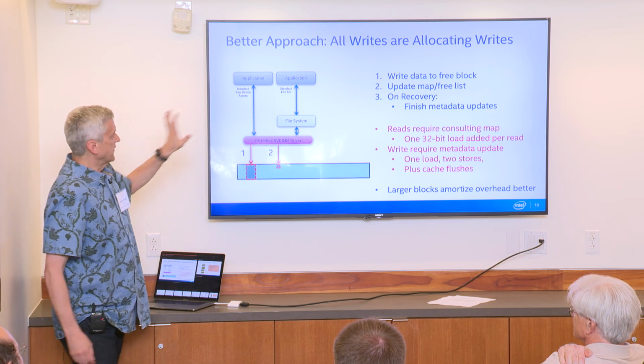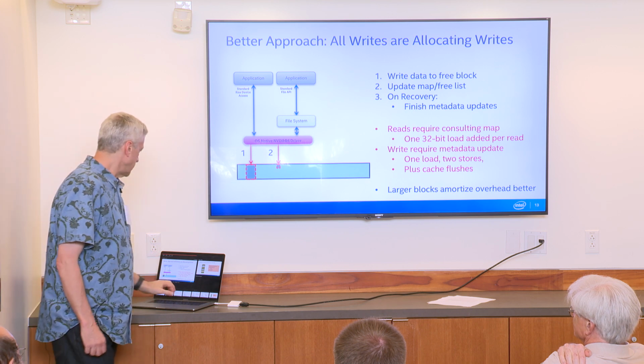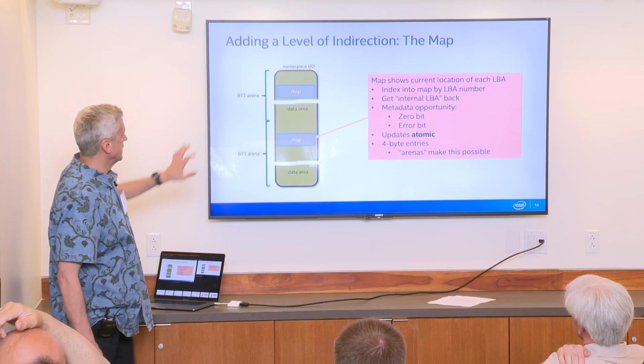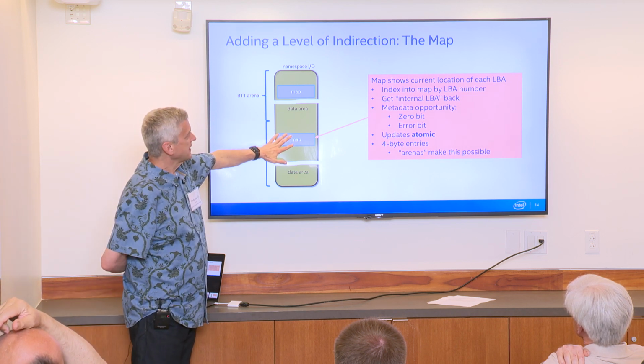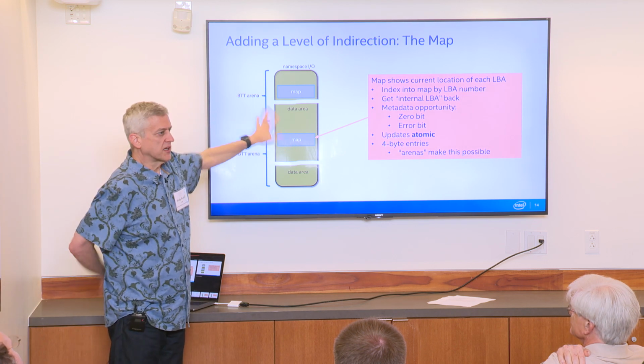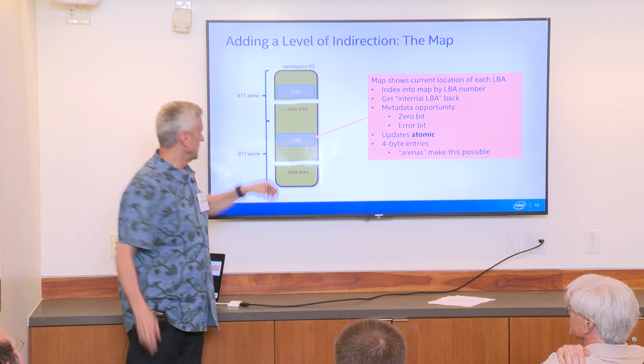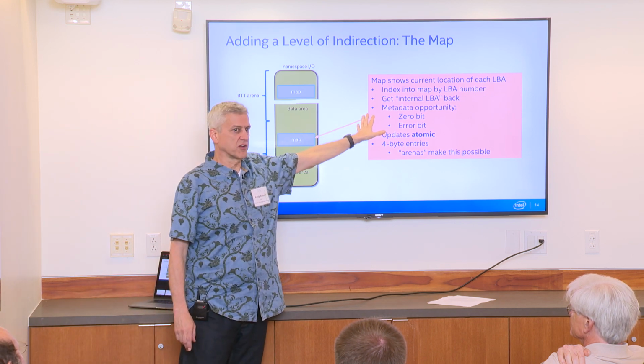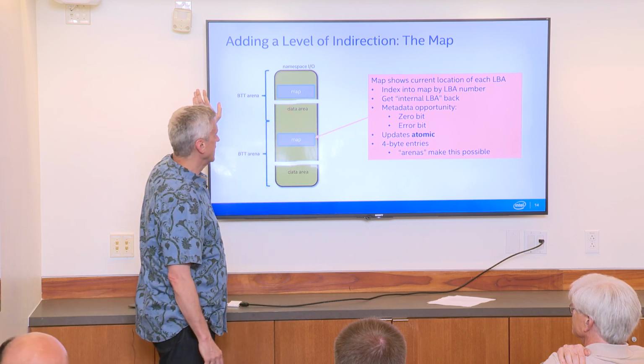So this is the thing I set out to implement. And like everything in programming, I solved it by adding a level of indirection, which I call the map. The map shows the current location of any block. At any given time, block 5, you find by going into the map at location 5 and finding its actual address on the persistent media.